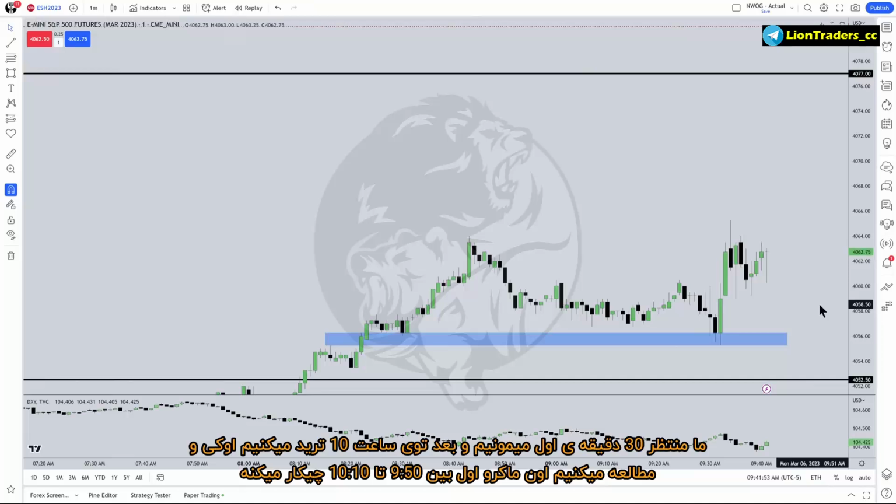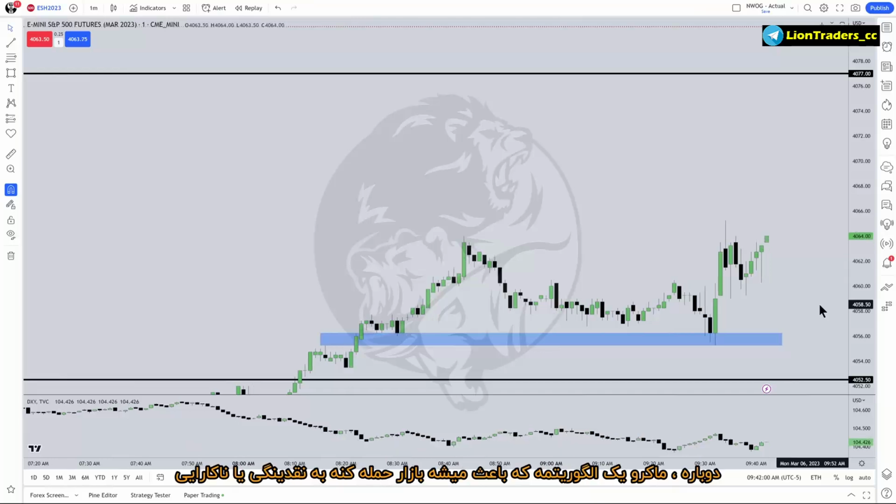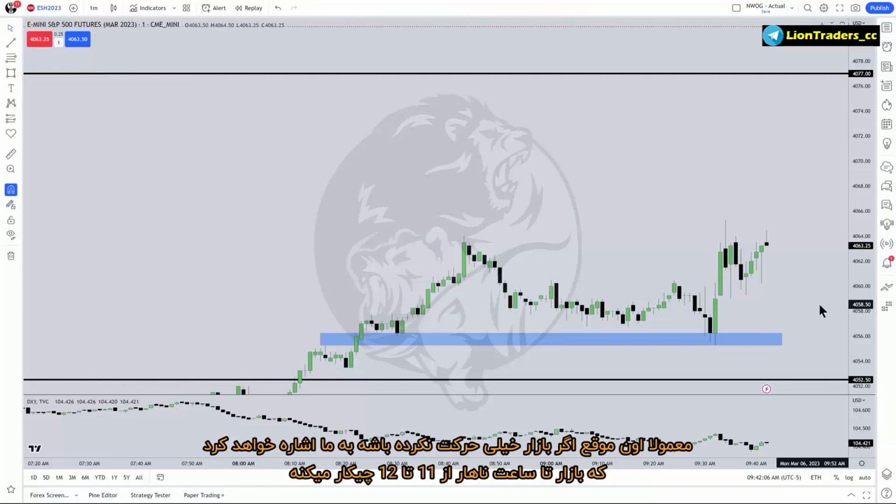Okay, and then study what that first macro will do between 9:50 and 10:10. Now a macro, again, is algorithmic. It will cause the market to run for liquidity or run for an inefficiency. Usually by then, if the market hasn't done much, that usually will give us the tipping of the hand, what it will likely do going into the lunch hour. Okay, lunch hour being 11 o'clock to noon.